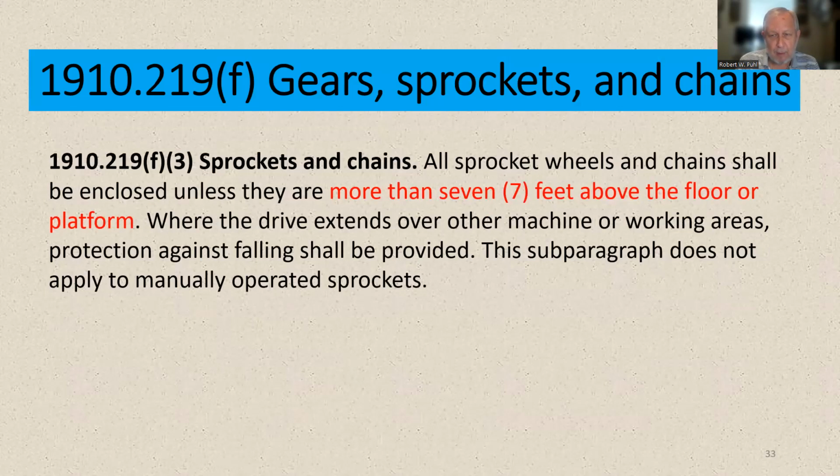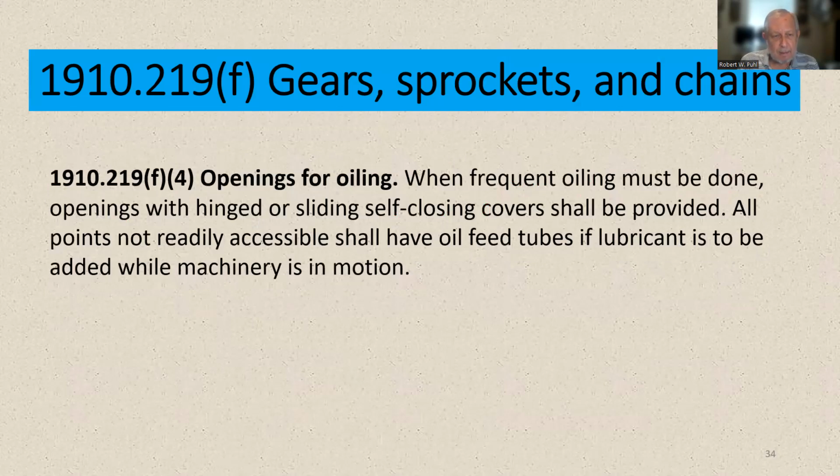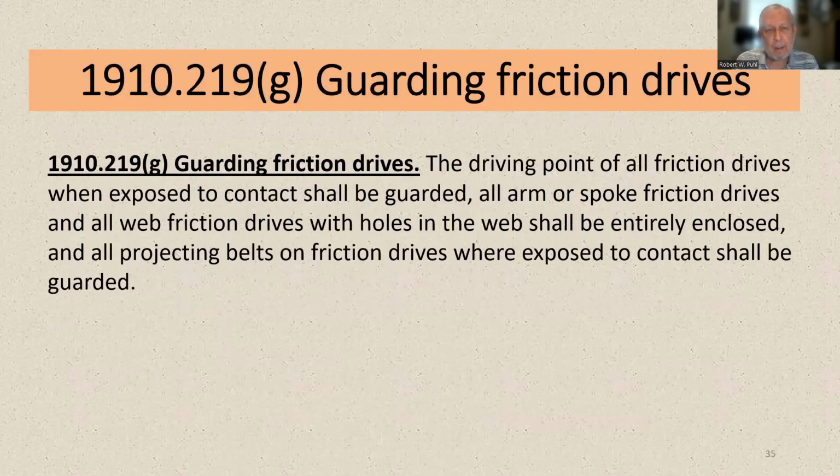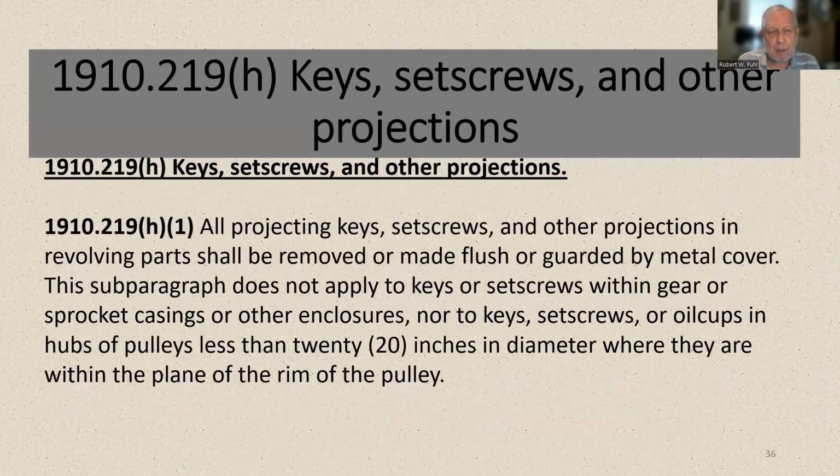Where the drive extends over other machines or working areas, protection against falling shall be provided. When frequent oiling must be done, openings with hinged or sliding self-closing covers shall be provided. All points not readily accessible shall have oil feed tubes if lubricant is to be added while machinery is in motion. So that's just a way to oil them. Guarding friction drives. Again, we're not going to get into that too much.